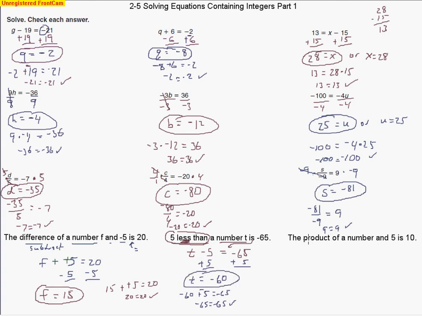Here it talks about the product. Product means that we're going to multiply, or times. And so it's product of a number and 5. So we'll write it with 5 first, then the number. Typically, you could write it n times 5. Either way, it doesn't really matter. But when we write a number multiplied by a variable, typically we put the number first. That's called our coefficient. Is, again, means equals. And we have the number 10. It equals 10. So we're ready to solve.